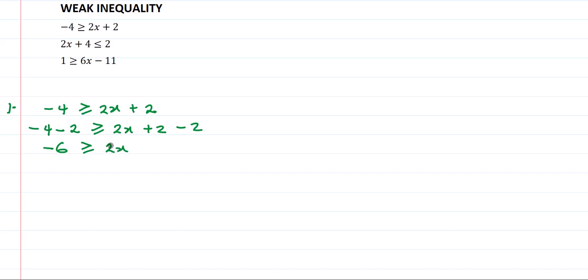What's the next step? Because we have a coefficient here, we divide both sides by 2. So we have -6 divided by 2 is greater than or equal to 2x divided by 2. The 2's cancel out, right? And then we'll have greater than or equal to x. 2 here is 1, and 2 here is 3, so we'll have -3. So -3 is greater than or equal to x, which is the same as saying that x is less than or equal to -3.